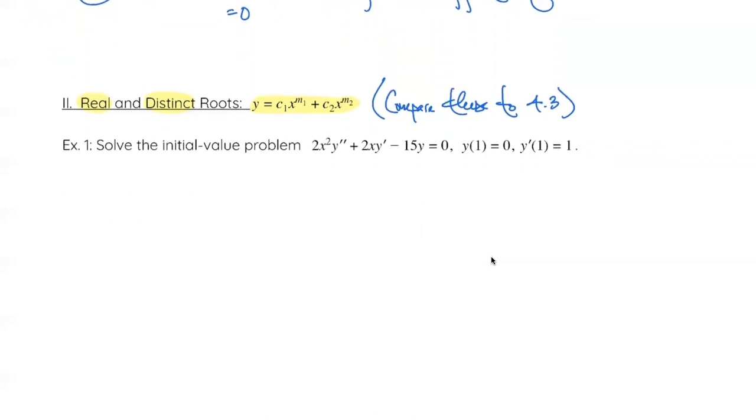Example 1, solve the initial value problem. We're going to start off with an initial value problem. All of the other ones will just be regular ones, but I want to make sure we get an initial value problem in here. So we have 2x squared y double prime plus 2xy prime minus 15y equals 0. And I have initial conditions that I'm going to save and use at the end.